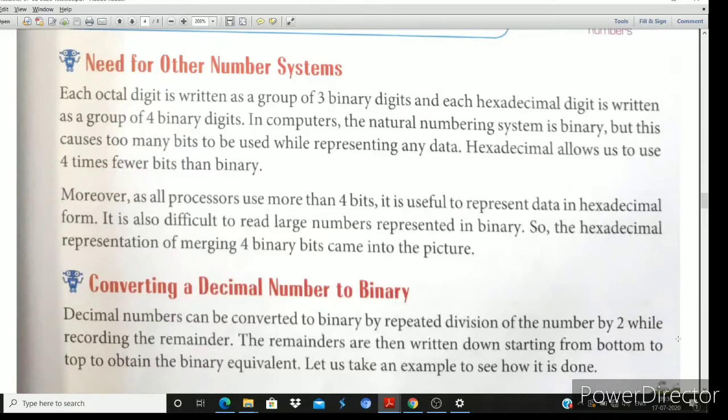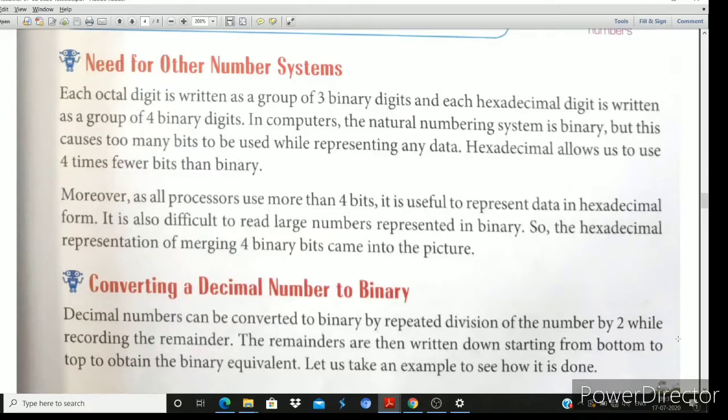Okay, so to overcome that disadvantage or drawback, the computer uses the hexadecimal number system representation, merging four binary digits. It merges four binary digits to make a group, and with the help of that particular group of bits it represents the information. So this was why the other number systems are needed.